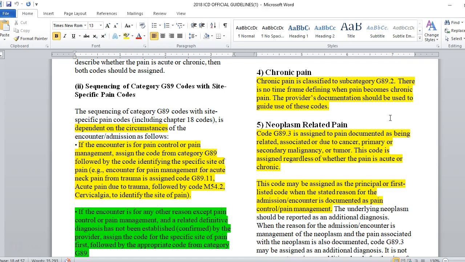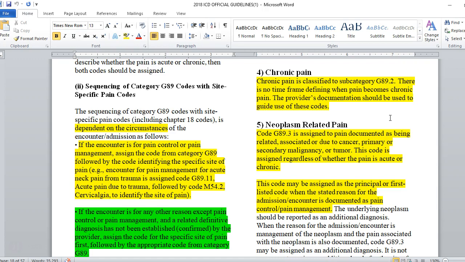Now, code G89.3 is assigned to pain documented as being related, associated, or due to cancer, primary or secondary malignancy, or a tumor. This code is assigned regardless of whether the pain is acute or chronic. So remember, neoplasm is a new growth. So this could be, you know, a malignant cancer, or this could be like a lipoma, a large fatty tumor that's causing pain. Either way, it's a neoplasm, it's a new growth, it's going to fit under G89.3.